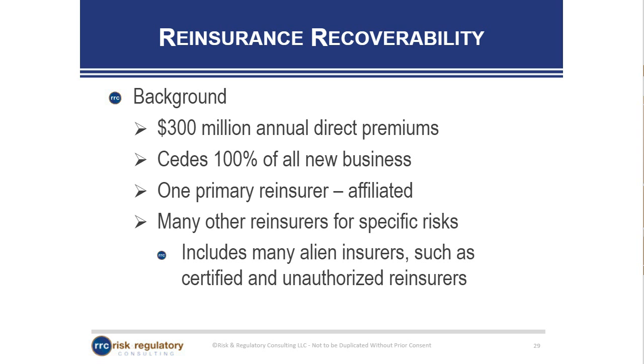It's an affiliated insurer, and it turns out to be an authorized reinsurer. There's also another affiliated reinsurer in this case that's an alien certified reinsurer, so that company has a smaller piece of the reinsurance pie. In addition to the two affiliated reinsurers, there are many other reinsurers for specific risks. That includes alien, certified, and unauthorized reinsurers, et cetera, that are picking up, for example on a facultative basis, some of the insurance risk on behalf of the company before it cedes to its primary reinsurance affiliate.